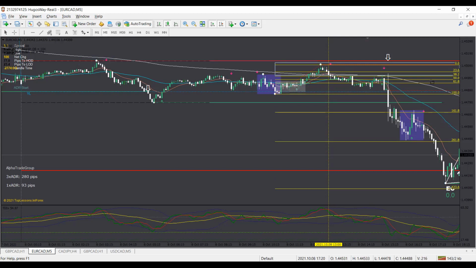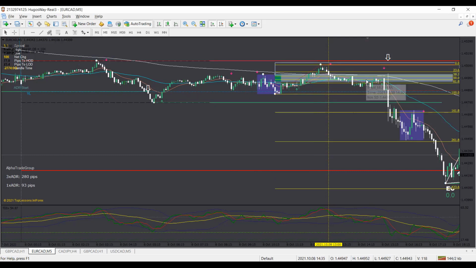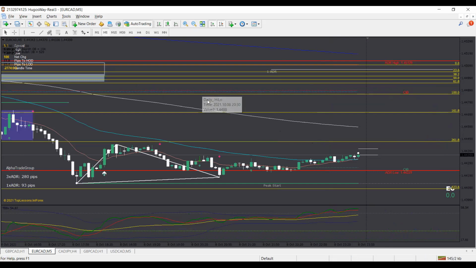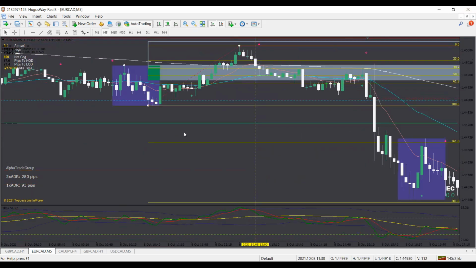I'm going to identify this. This is the golden area people talk about all the time. We'll fill this one in. That is important. Okay, so now we're looking for when we are going to enter this market, right? We've identified everything that we need to do on the M5.